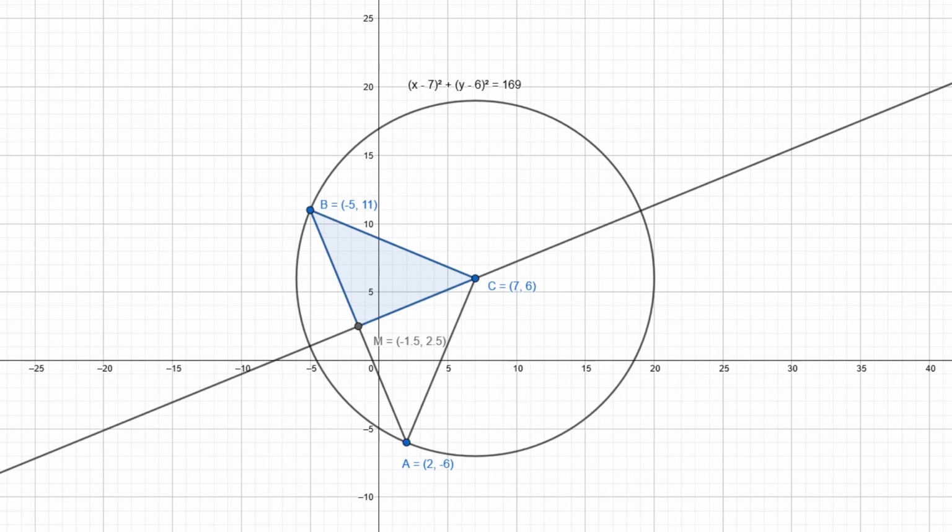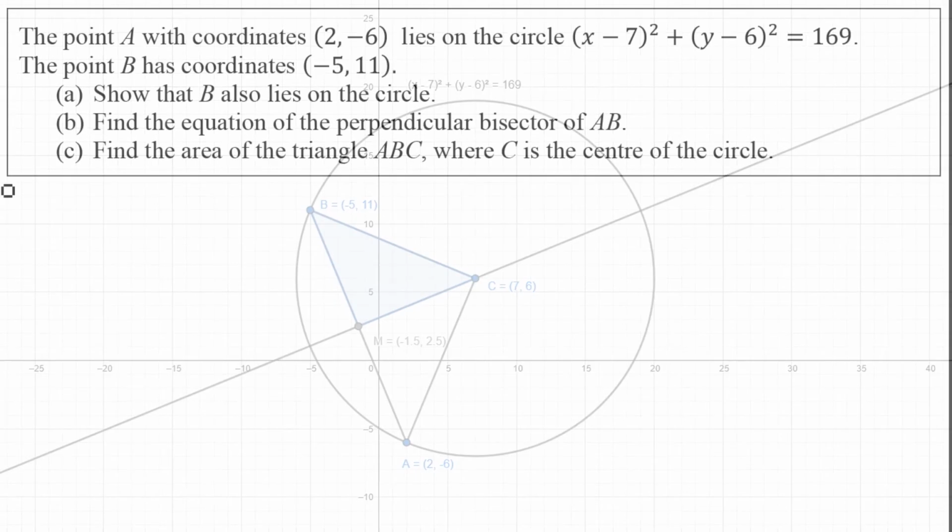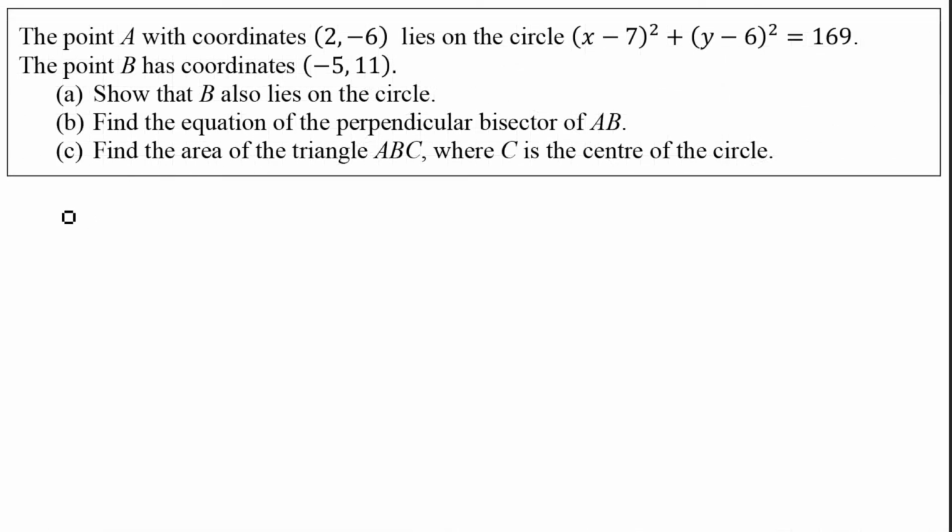This is the area of a right-angled triangle with a right angle at M. If we knew the length from B to M and from M to C, we can work out that area by doing a half times the length BM times the length MC. But it's easy for us to work out all of those lengths because we know all of the coordinates involved. So reminding ourselves that M has coordinates negative 3 over 2, 5 over 2, and that C has coordinates 7, 6, let's work out some of those lengths.